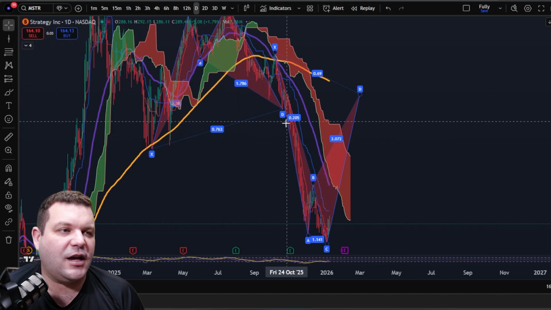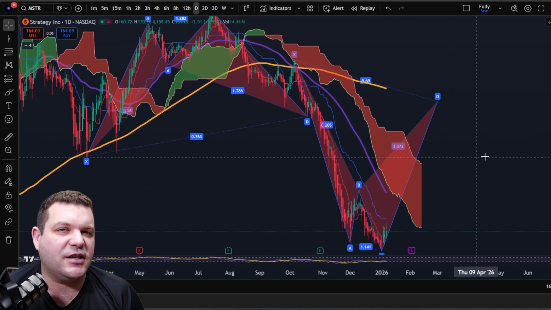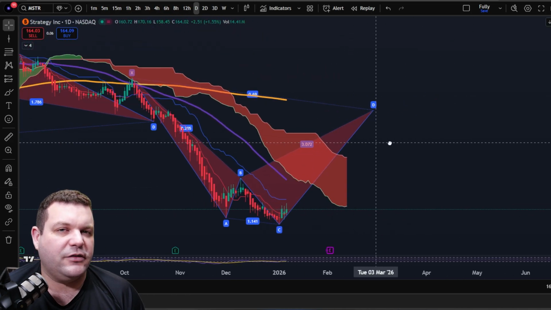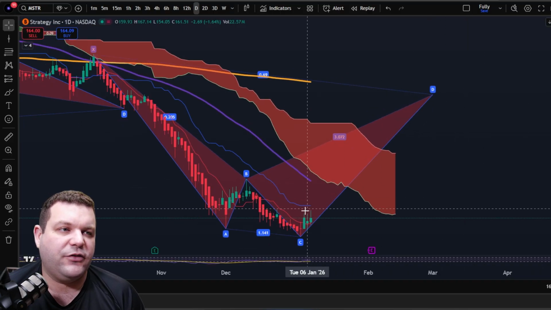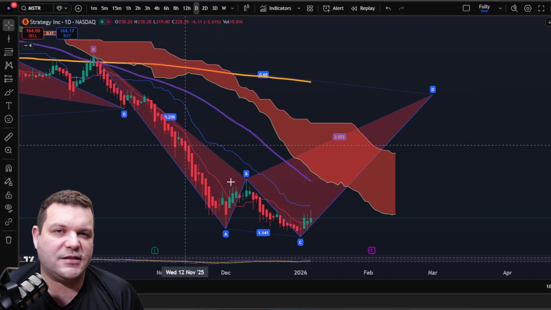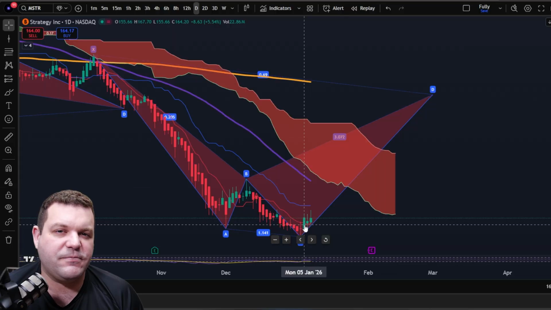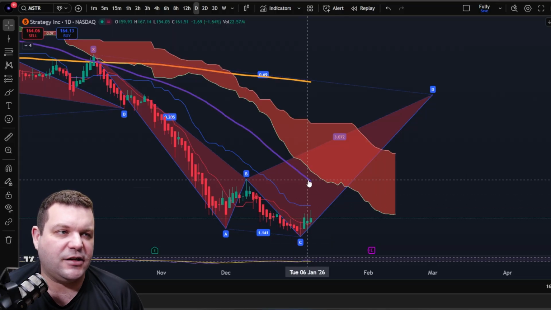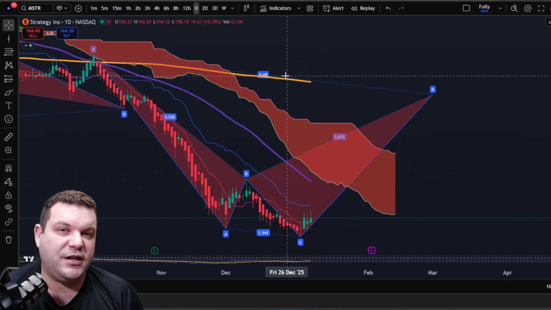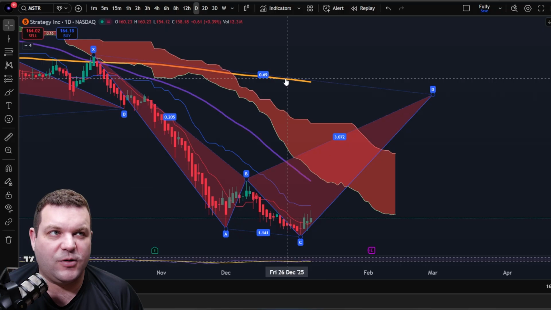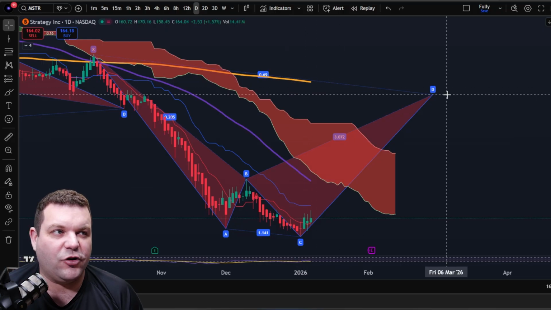Now, when we look at MicroStrategy on the daily, this is one of my favorite positions to trade, when the asset has been beat down for a long time, when the asset is underneath this 50 moving average, when the asset is underneath the Ichimoku cloud, and we're trending very well far away from the 200 moving average.